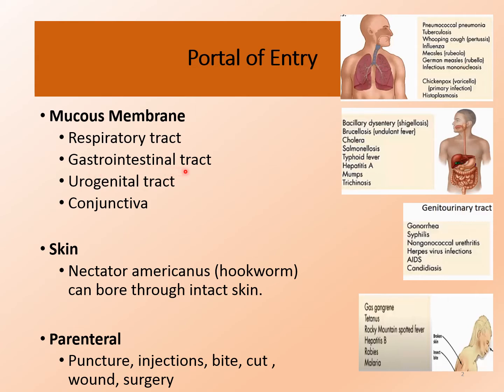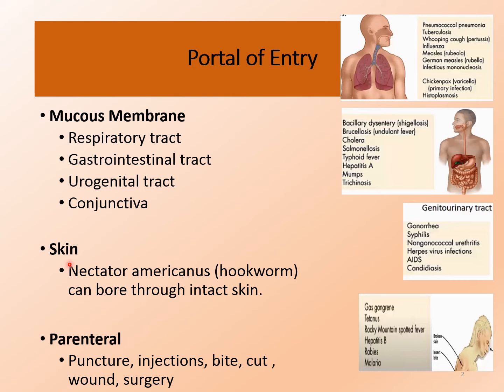The gastrointestinal tract is also a common entry site for many microbes, leading to diseases such as cholera, typhoid, hepatitis A, and mumps. The genitourinary tract is the entry site for most sexually transmitted diseases like herpes virus and AIDS. Most eye infections are caused by entry through the conjunctiva, which is a membrane covering the eye and the eyelids.